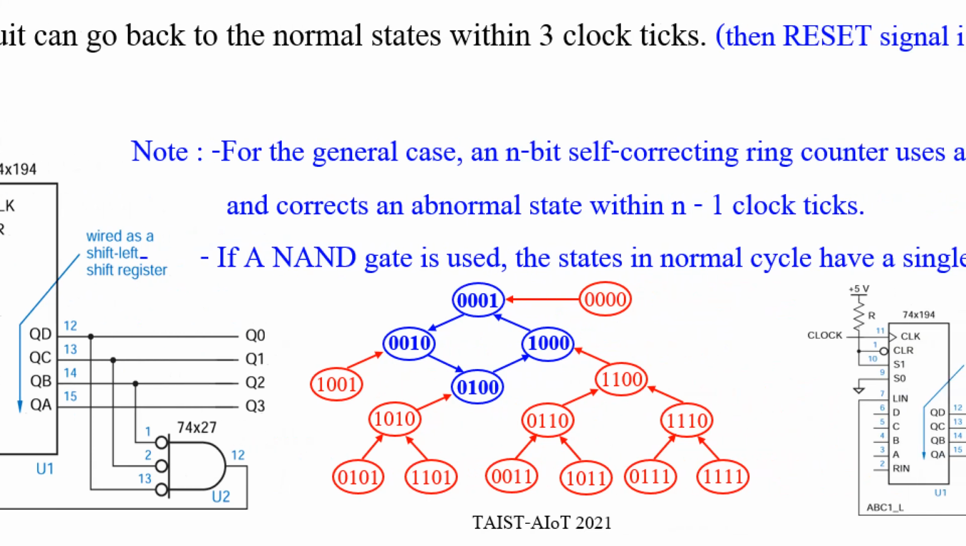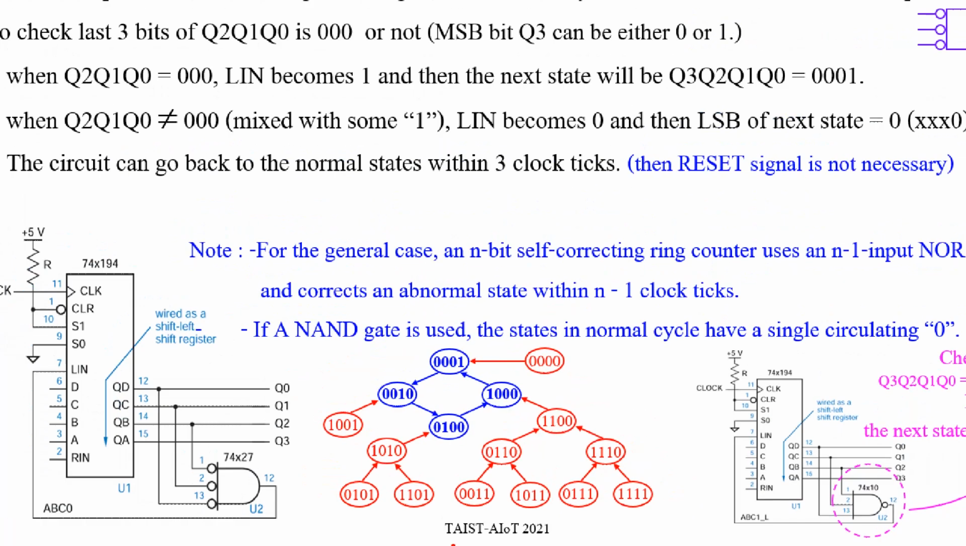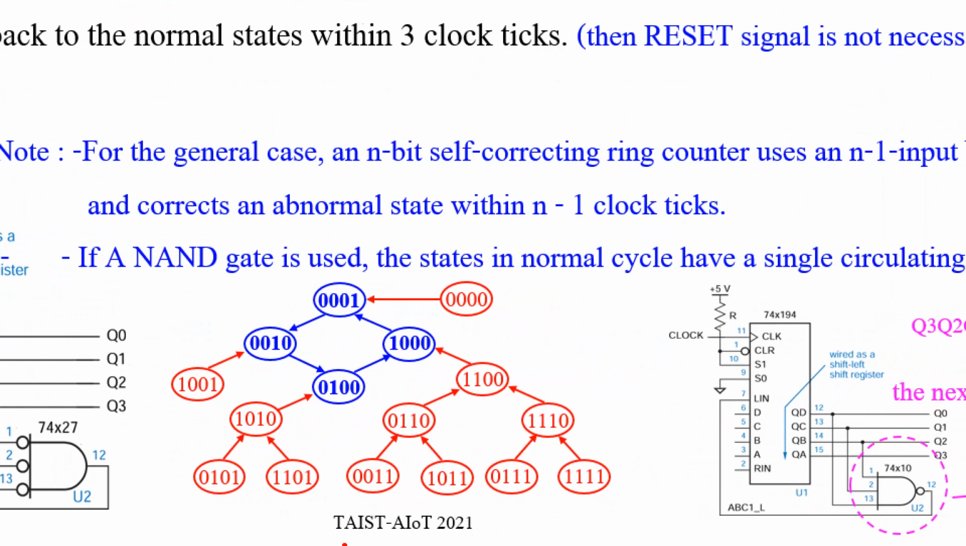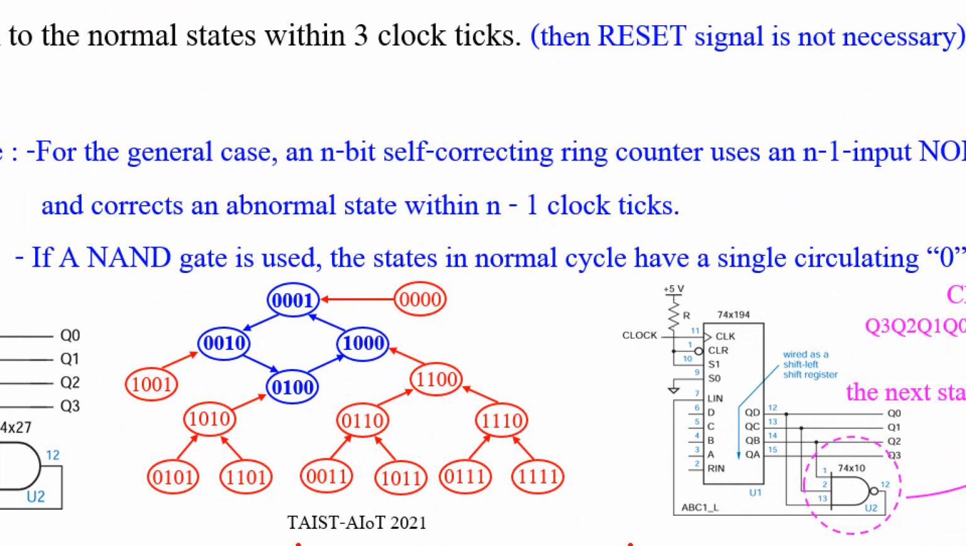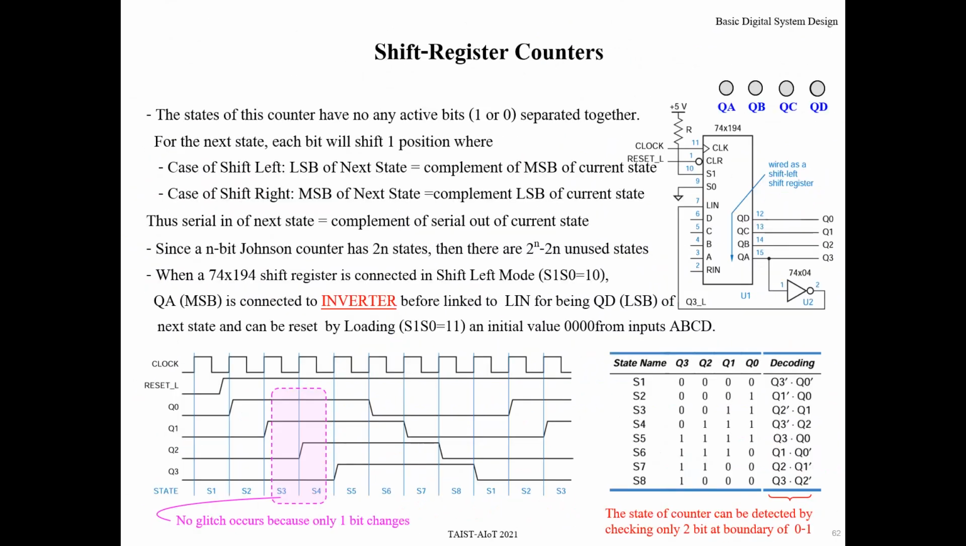This kind of circuit is called a self-correcting ring counter. Namely, if your machine goes to an unused state, you just wait for some clock ticks, and it can go back to the normal state by itself.